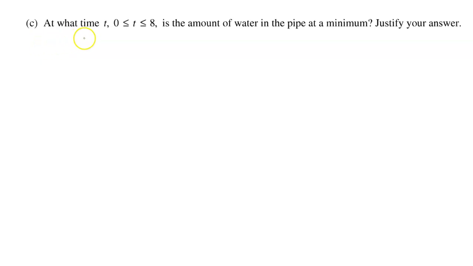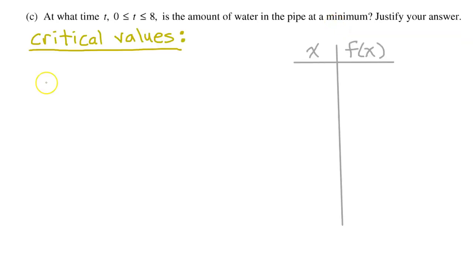Part C. At what time t on the interval from 0 to 8 is the amount of water in the pipe at a minimum? Justify your answer. As soon as you see the word minimum, you should be thinking, I'm about to do a candidates test. To do the candidates test, we will need to find the critical values.